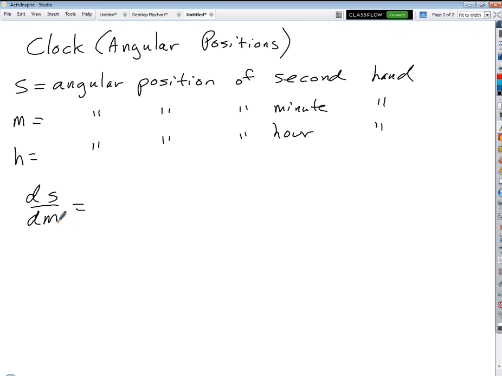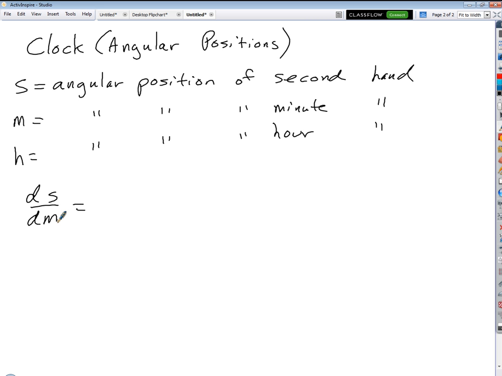Minute hand, 160. Hey, think about that. I got a different number. Okay, what'd you get? I got 60. 60 is right. I thought that was too easy. Why is 60 right?